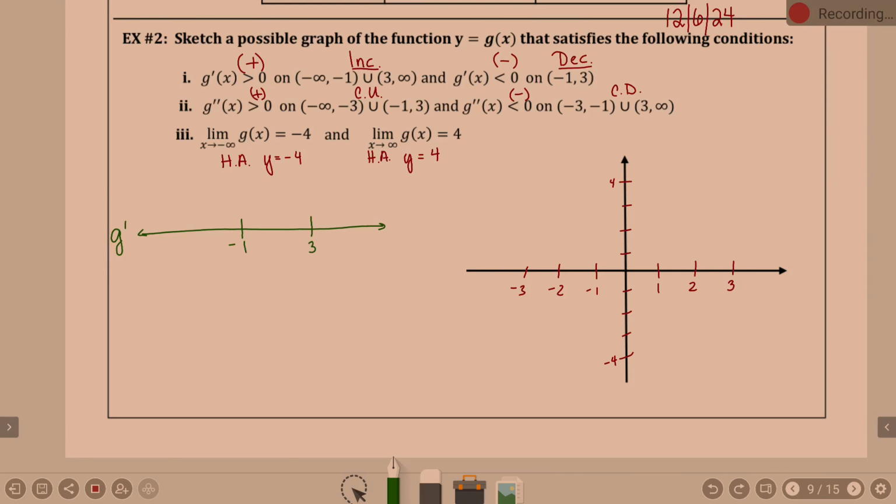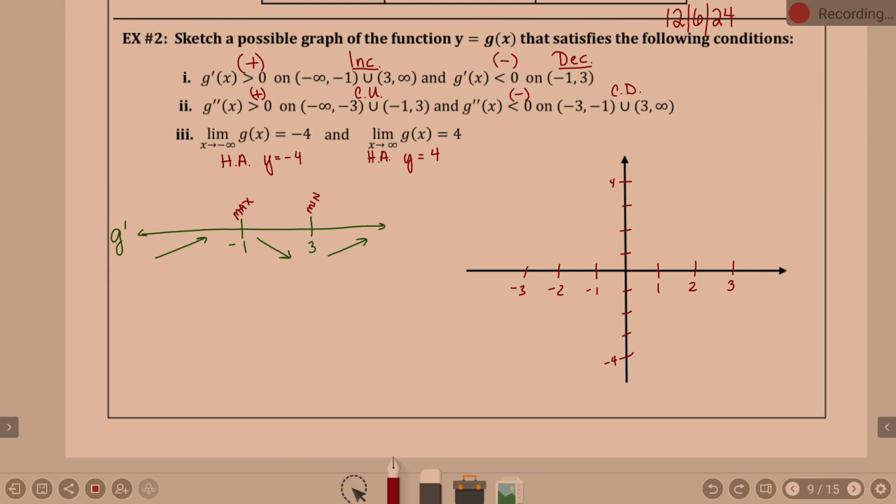What do we know? From -infinity to -1, my graph was increasing. From -1 to 3, my graph is decreasing. From 3 to infinity, my graph is increasing. What are we setting ourselves up to know? Mins and maxes. At -1, there is a max. At 3, there is a min.